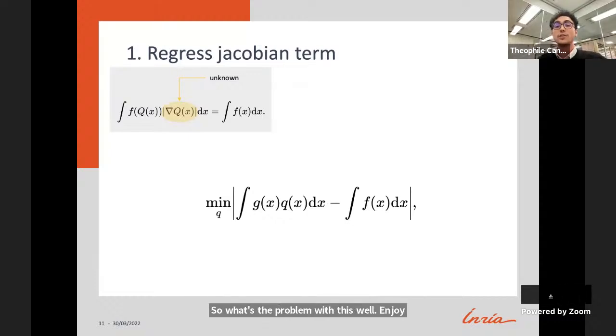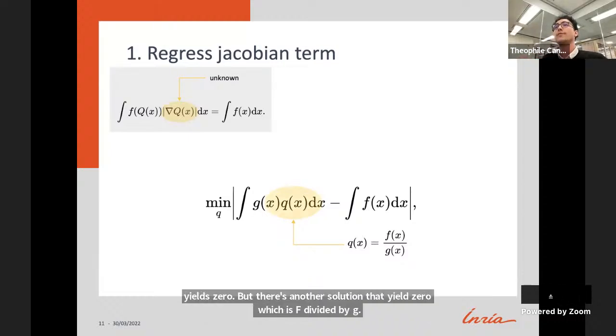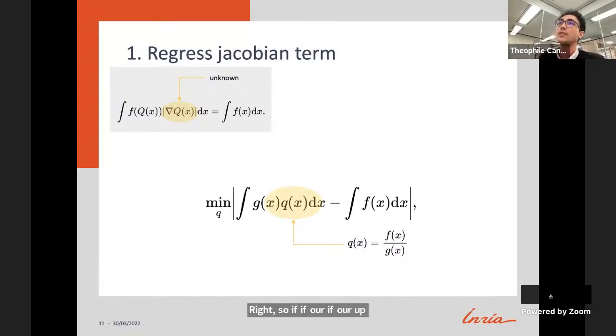Well, in general, of course, the Jacobian term is a solution that yields 0, but there's another solution that yields 0, which is f divided by g, right? So if our output space is nice enough for us to do this operation, we have this trivial solution. And we'd like to avoid this solution because it's not interesting and it doesn't reflect the transformation that happens between the two images.